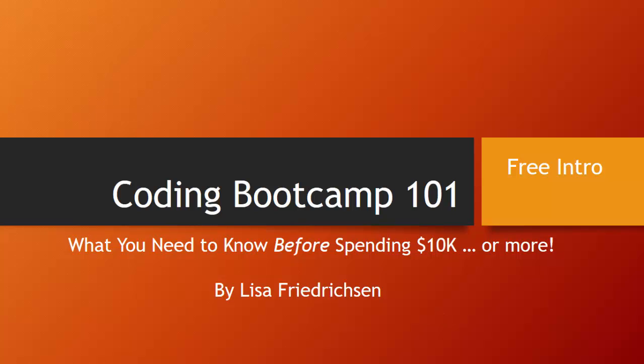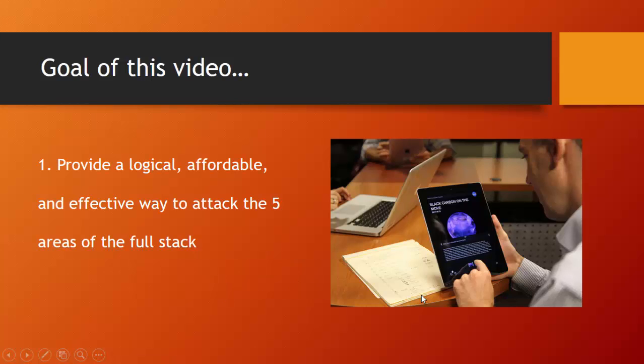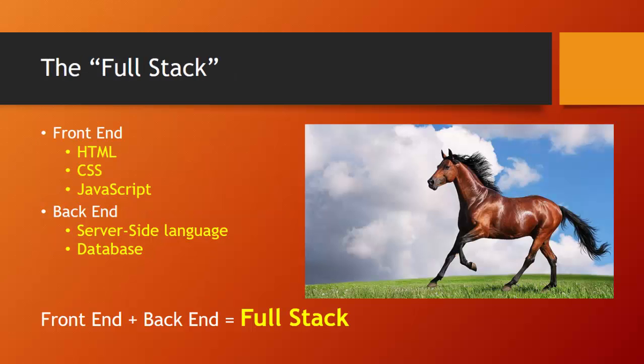Coding Bootcamp 101: what you need to know before spending 10 grand or more on a coding bootcamp. If you've been watching this series, you know the goals are to provide a logical, affordable, and effective way to attack the 5 areas of the full stack. And I define the full stack in these two major categories: the front-end technologies of HTML, CSS, and JavaScript, and the back-end technologies of a server-side language such as PHP and a database. But there are many different options on the back end, and we'll talk about that in this screencast. But putting all these technologies together makes you a full stack developer.